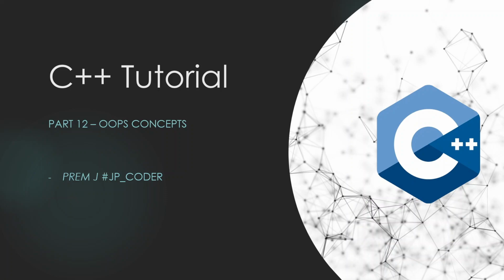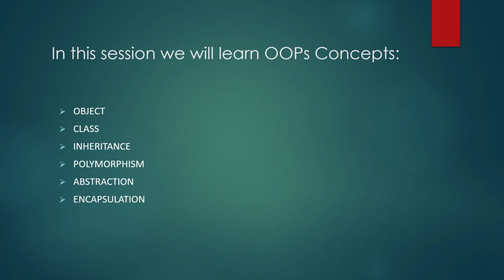The programming paradigm where everything is represented as an object is known as a truly object-oriented programming language. Okay, so there are a total of six OOPS concepts available in C++. First one is object, then class, then inheritance, then polymorphism, then abstraction, then encapsulation. Now we will see each one by one.